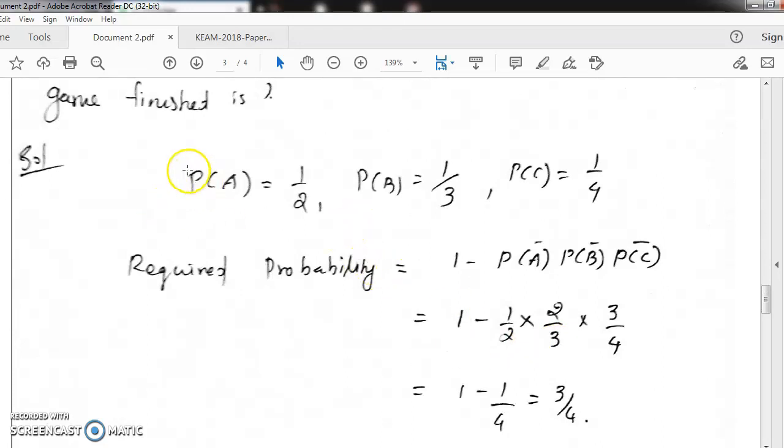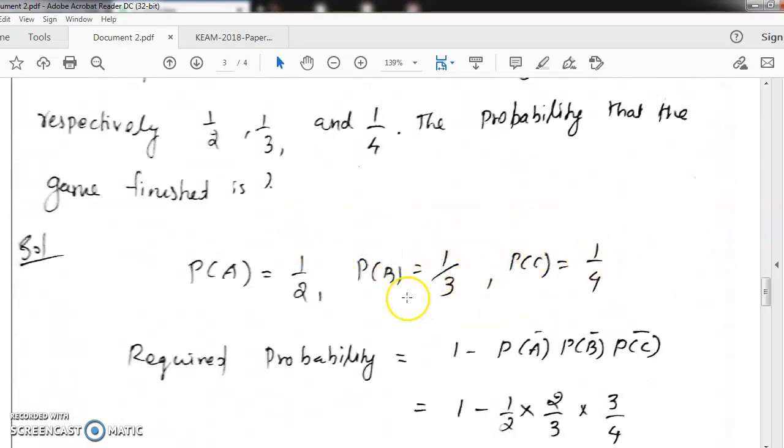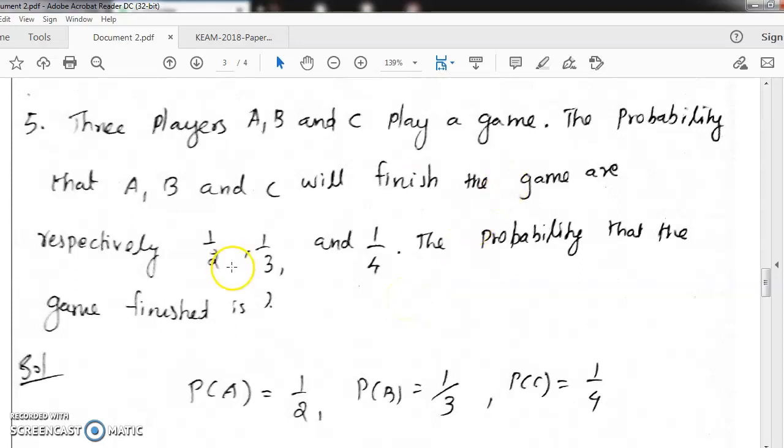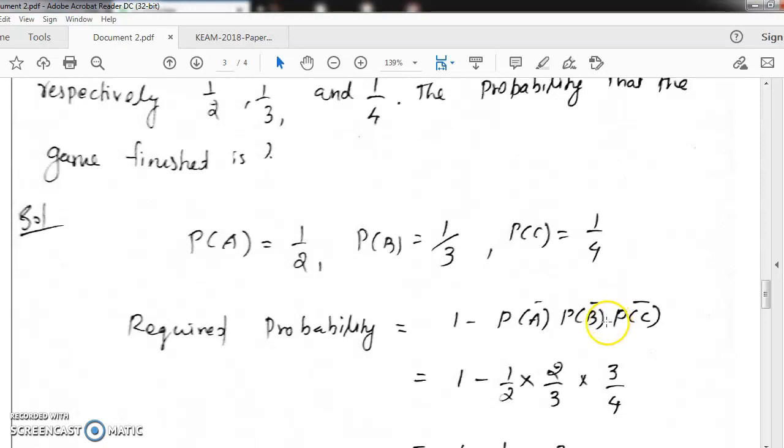First of all, you write down the given data. Probability of A is 1 by 2, probability of B is 1 by 3, probability of C is 1 by 4. These are all the details. But what is the required probability? The required probability is that the game is finished. So game is finished means, first of all, you are supposed to do 1 minus P of A complement, into P of B complement, into P of C complement, right?